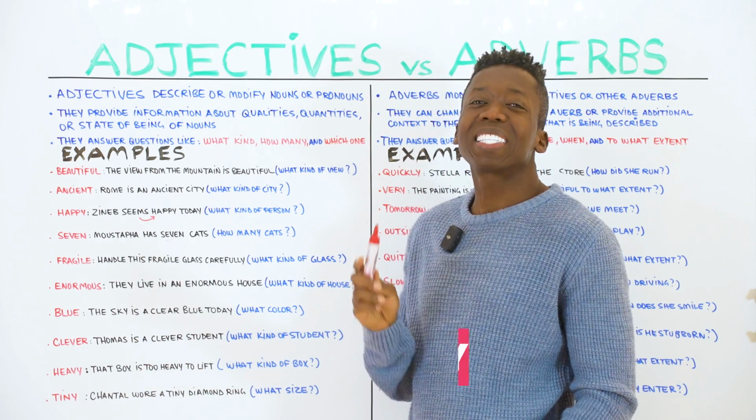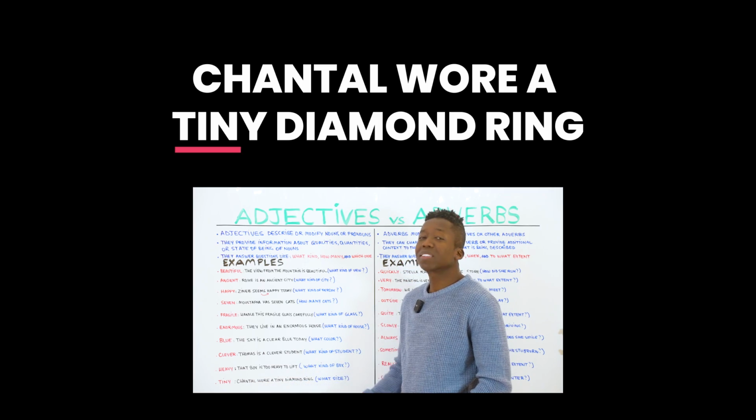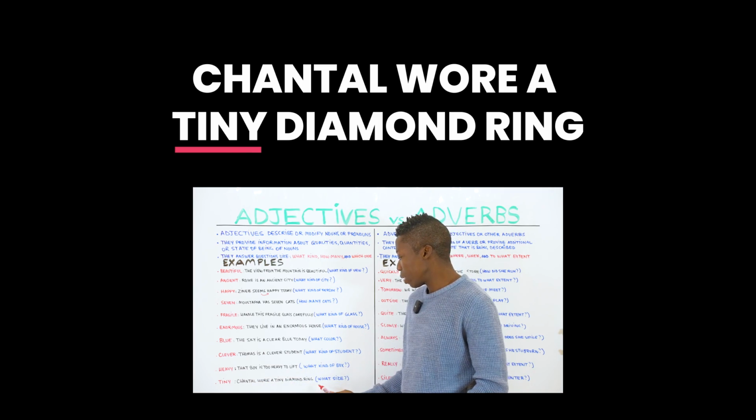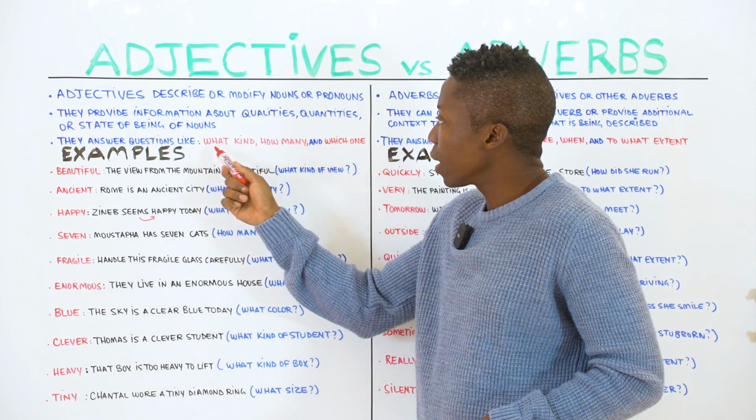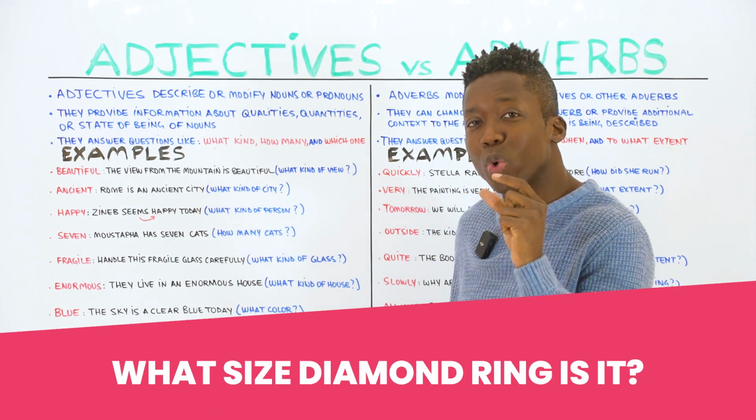Last example, tiny. Tiny is small. Chantal wore a tiny diamond ring. What size? Again, what? And then size. What size diamond ring is it?